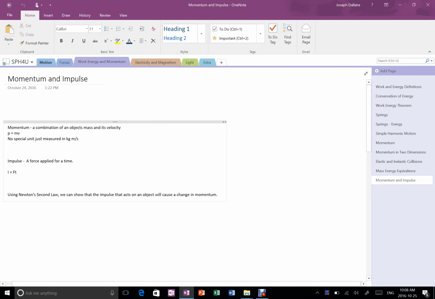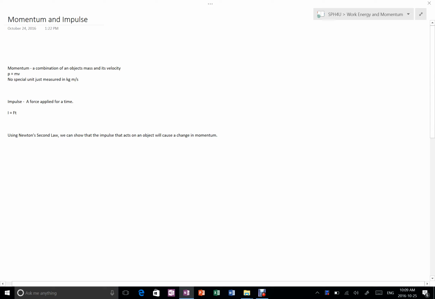Alright, this is going to be a quick video on momentum and impulse. A couple definitions here. Momentum is a combination of an object's mass and its velocity. So momentum is equal to mass times velocity. They didn't make up a special unit for this one, so momentum is just measured in kilogram meters per second.